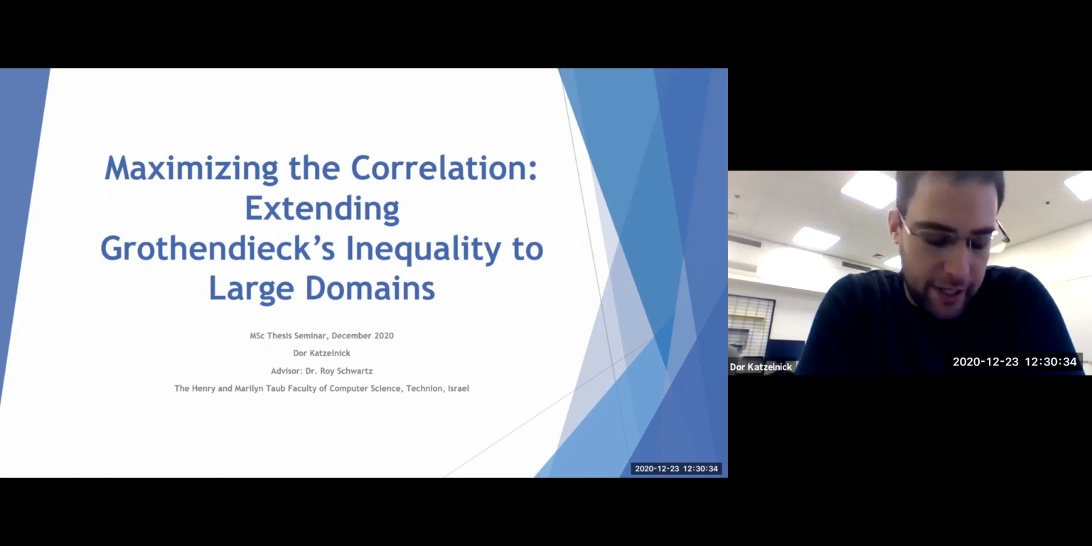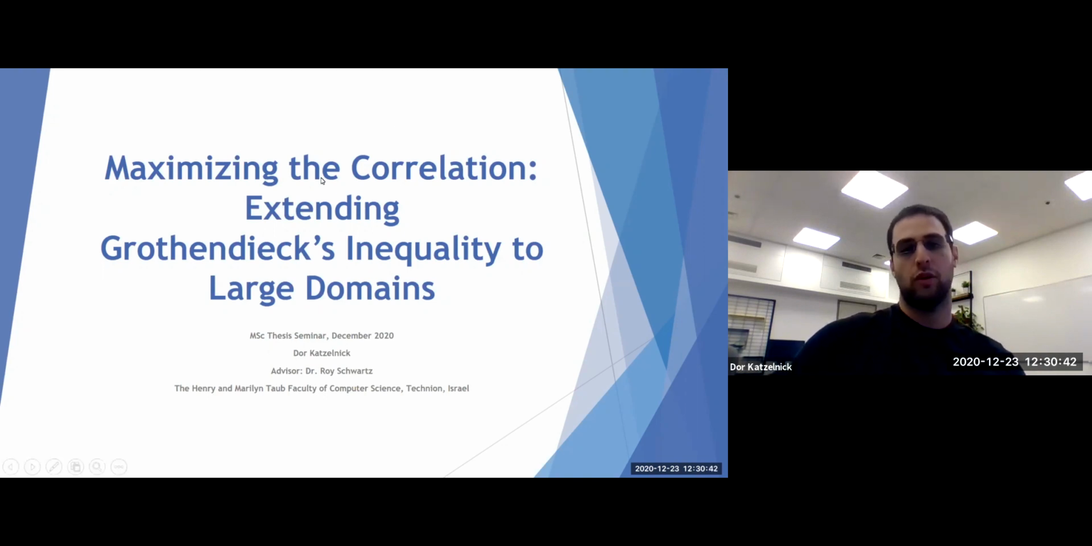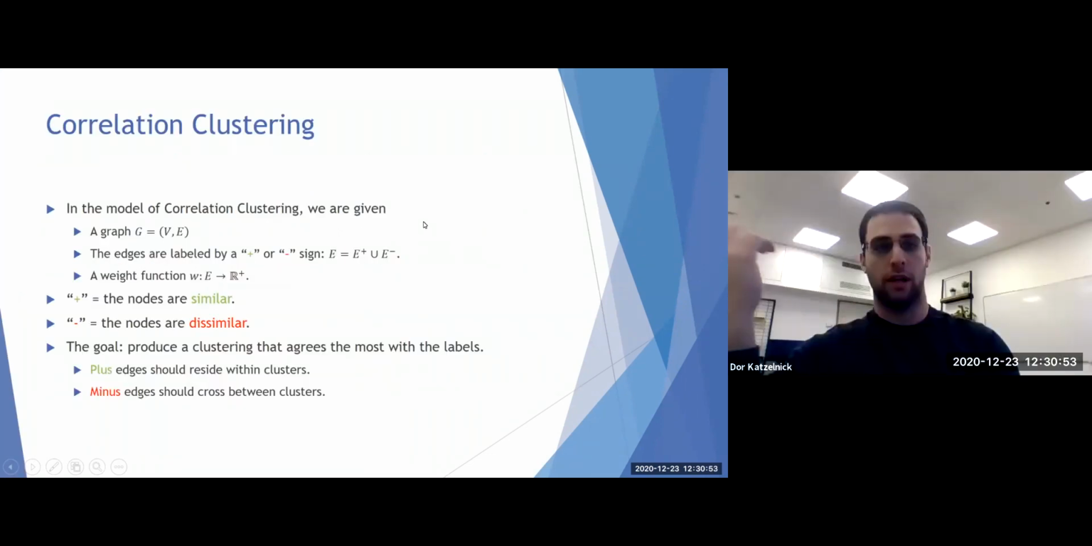So what we're going to talk about today is the problem of correlation clustering. The title of this talk is Maximizing the Correlation: Extending Grothendieck's Inequality to Large Domains. I'm going to start with the model of correlation clustering.